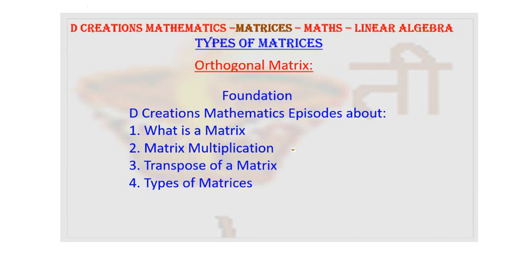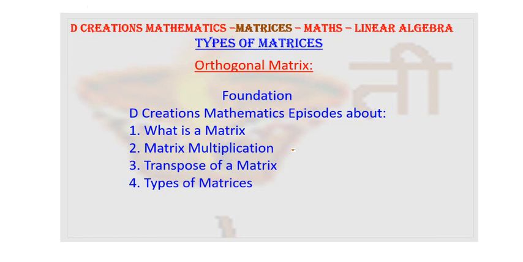If you recall, we have been talking about different types of matrices since the past few episodes, and the type of matrix that we are going to look at in this episode is orthogonal matrix. Now, it is assumed that you're well versed with all the topics we have studied so far under the title Decreations Mathematics. The foundation for this particular episode on orthogonal matrix is the episodes which are concerned with what a matrix is, then matrix multiplication, transpose of a matrix, and types of matrices.